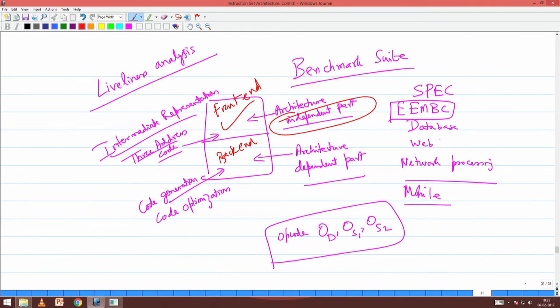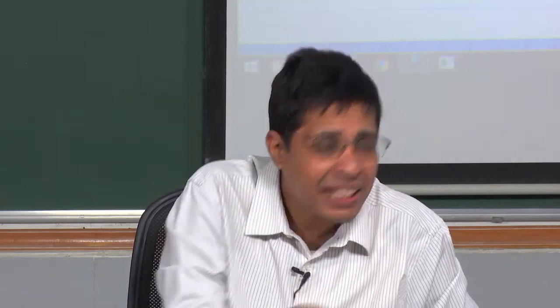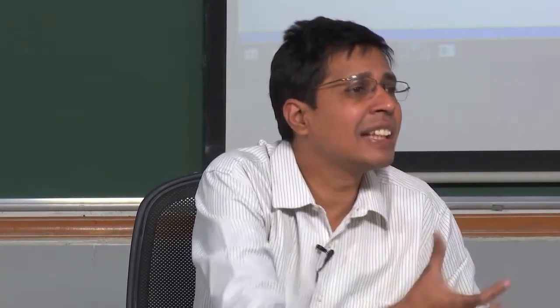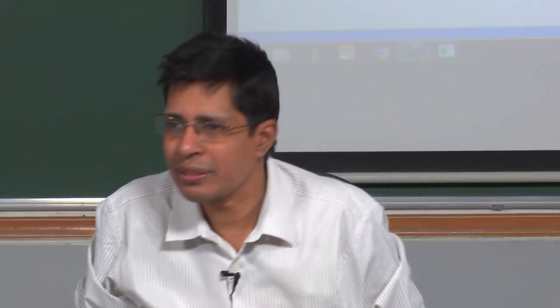So what I do, I want to design a new architecture, suppose I want to do it for say web transactions, I just take representative benchmarks for web transactions, I compile them using any compiler and I stop it at the front end. So I will have the three address intermediate representation of all my programs.